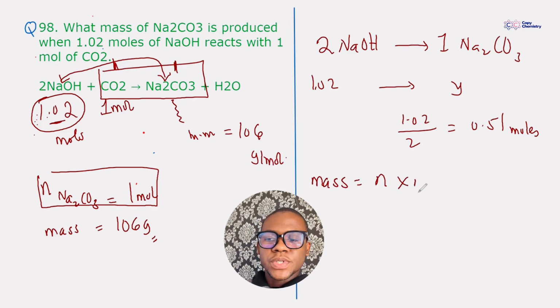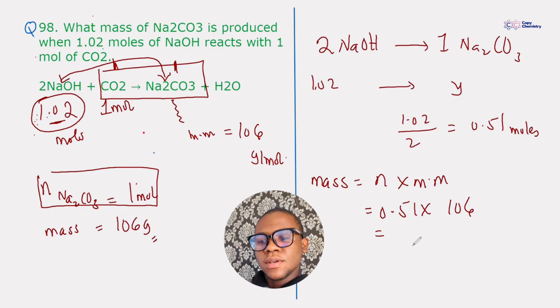That's just number of moles times molar mass, right? So 0.51 multiplied by 106. If you do that, you have about 54.06 grams. So there are two answers here. The first one is 106 grams, and the other method I'm getting 54.06 grams. So which is right and which is wrong? Because one must be right and one must be wrong. So how do we know?